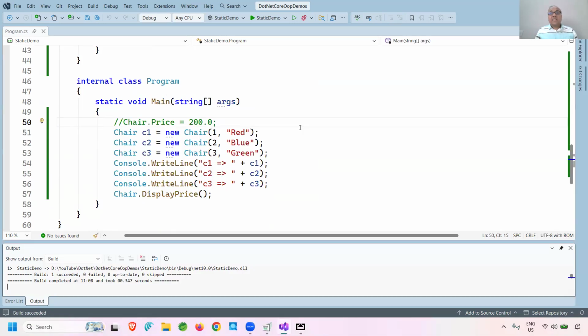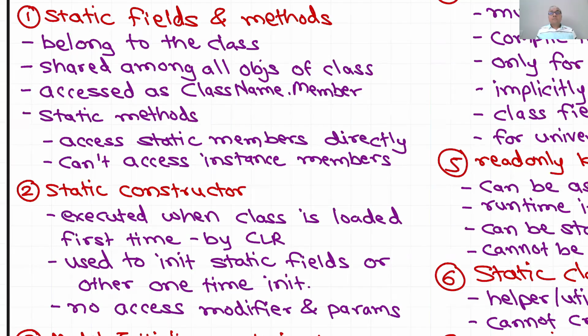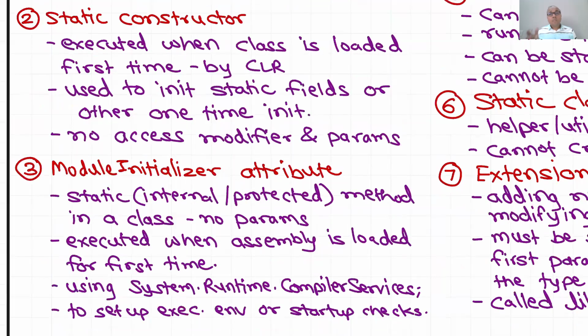You see that the static constructor can be used for performing a one-time job for any particular class. Now, suppose I want to do something one time for the whole application, not only for a particular class? Then there is a concept called a module initializer. We can specify one static method inside the class, and this static method will be marked with the special attribute called the module initializer attribute.